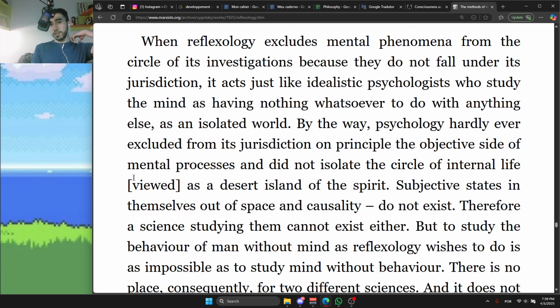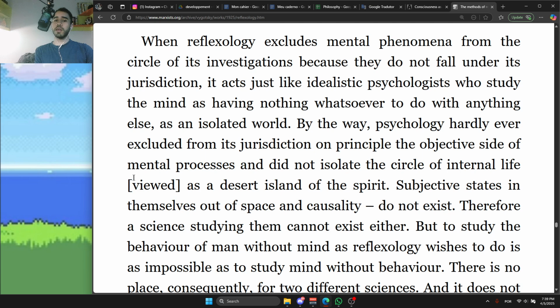When reflexology excludes mental phenomena from the circle of its investigations because they do not fall under its jurisdiction, it acts just like idealistic psychologists who study the mind as having nothing whatsoever to do with anything else, as an isolated world. By the way, psychology hardly ever excluded from its jurisdiction on principle the objective side of mental process and did not isolate the circle of internal life, viewed as a desert island of the spirit. Subjective states in themselves, out of space and causality, do not exist. Therefore, a science studying them cannot exist either.